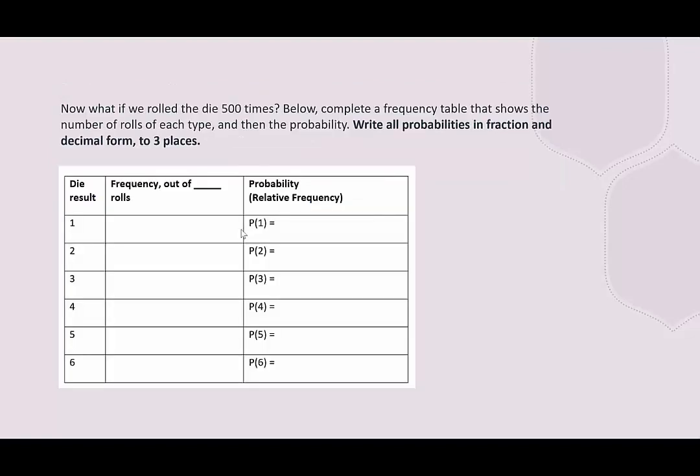Okay, now we're going to do this 500 times. Again, don't actually do it 500 times. You can find a website that will do it for you, or you can use Excel like I am. And let's see what happens when I roll it 500 times.